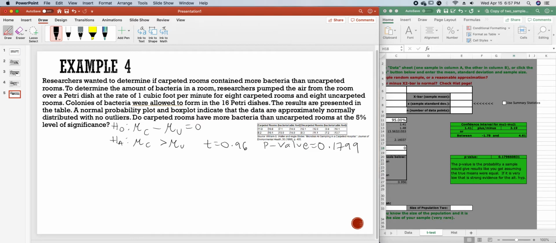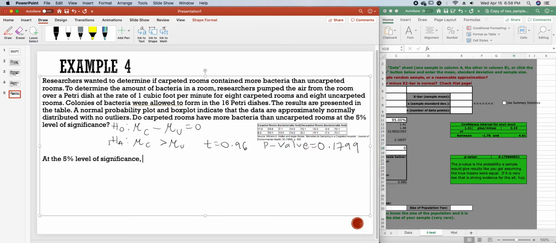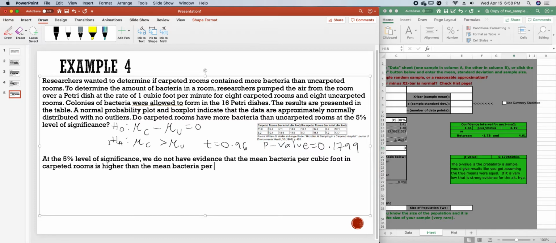And so from this, we could write our conclusion. At the 5% level of significance, we do not have evidence due to the p-value of 0.1799 being greater than 5%. We do not have evidence that the mean bacteria per cubic foot in carpeted rooms is higher than the mean bacteria per cubic foot in uncarpeted rooms.